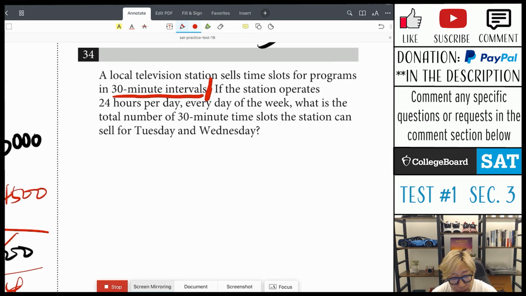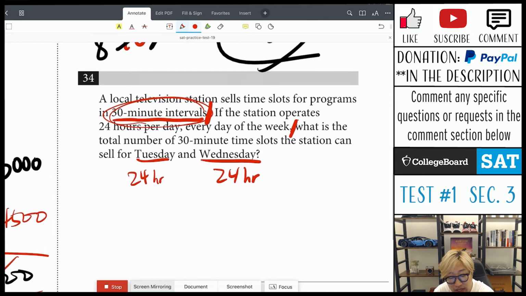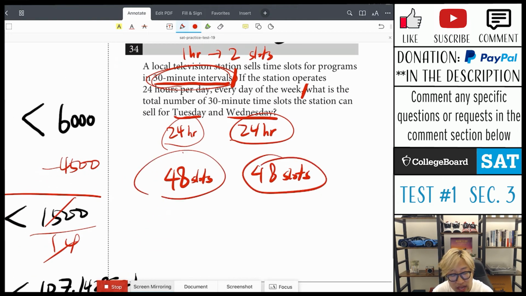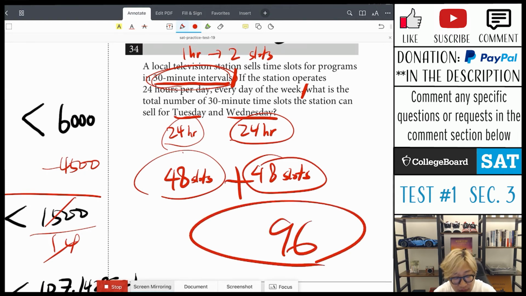If the station operates 24 hours per day, every day of the week, what is the total number of 30-minute slots the station can sell for Tuesday and Wednesday? Guys, just think about it. Tuesday is 24 hours, and Wednesday is 24 hours. It's a 30-minute interval, which means in 1 hour we can sell 2 slots. So 24 hours, we can do 48 slots. Just multiply by 2. Same thing over here, 48 slots. So together for Tuesday and Wednesday, you can sell a total of 96 different slots.